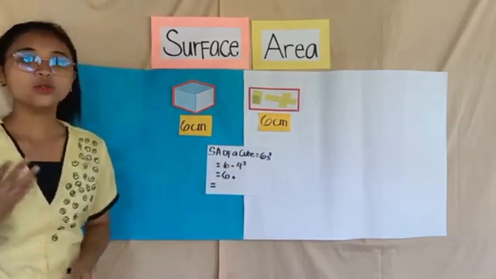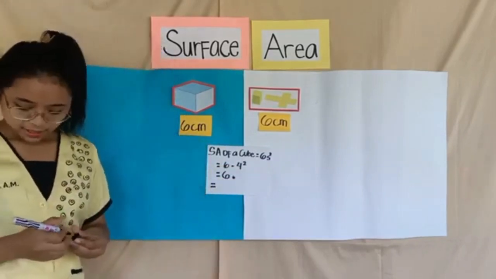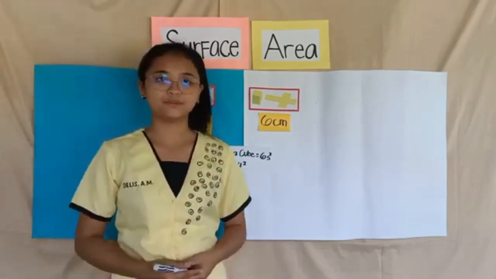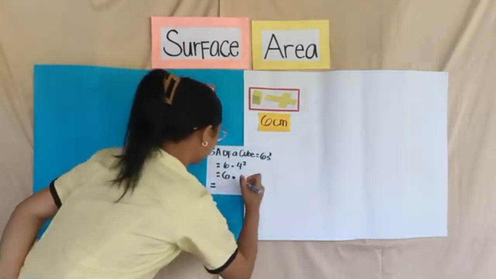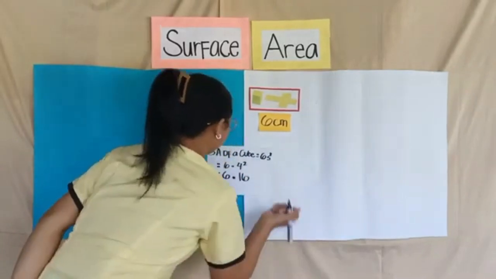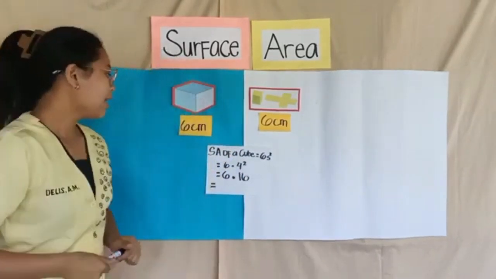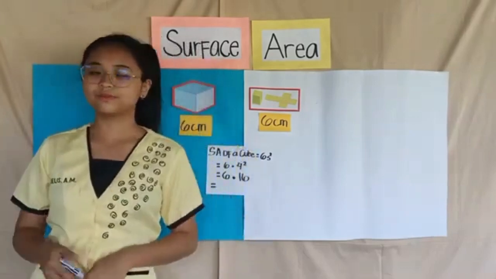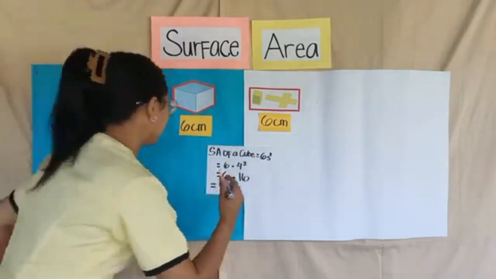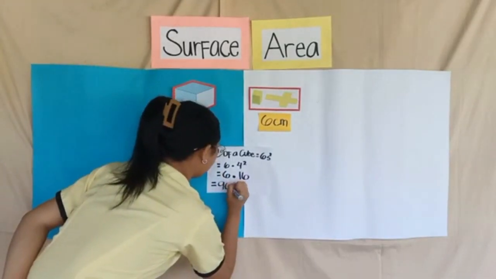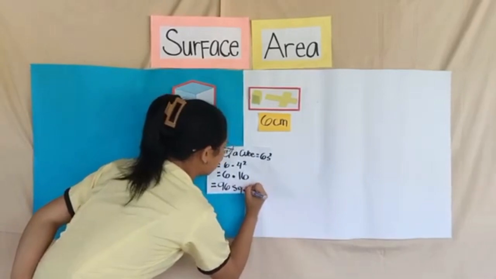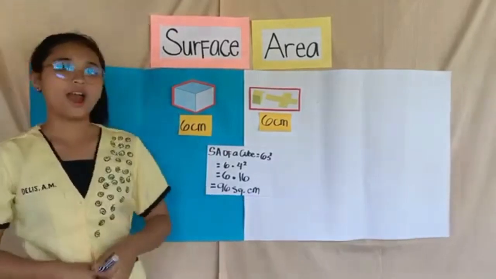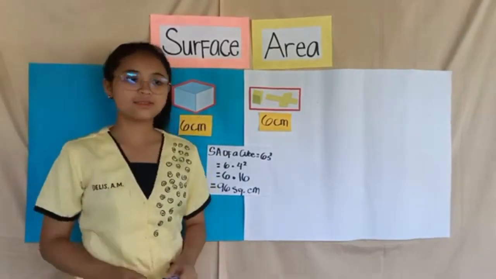Since it is 4 squared, all we need to do is to multiply it by itself. Now, if we multiply 4 times 4, what would be the answer? Very good. The answer will be 16. Finally, we will multiply 6 and 16. Now, 6 times 16 is equal to, very good, 96 square centimeters. So this is the surface area of a cube. Did you get it, class?